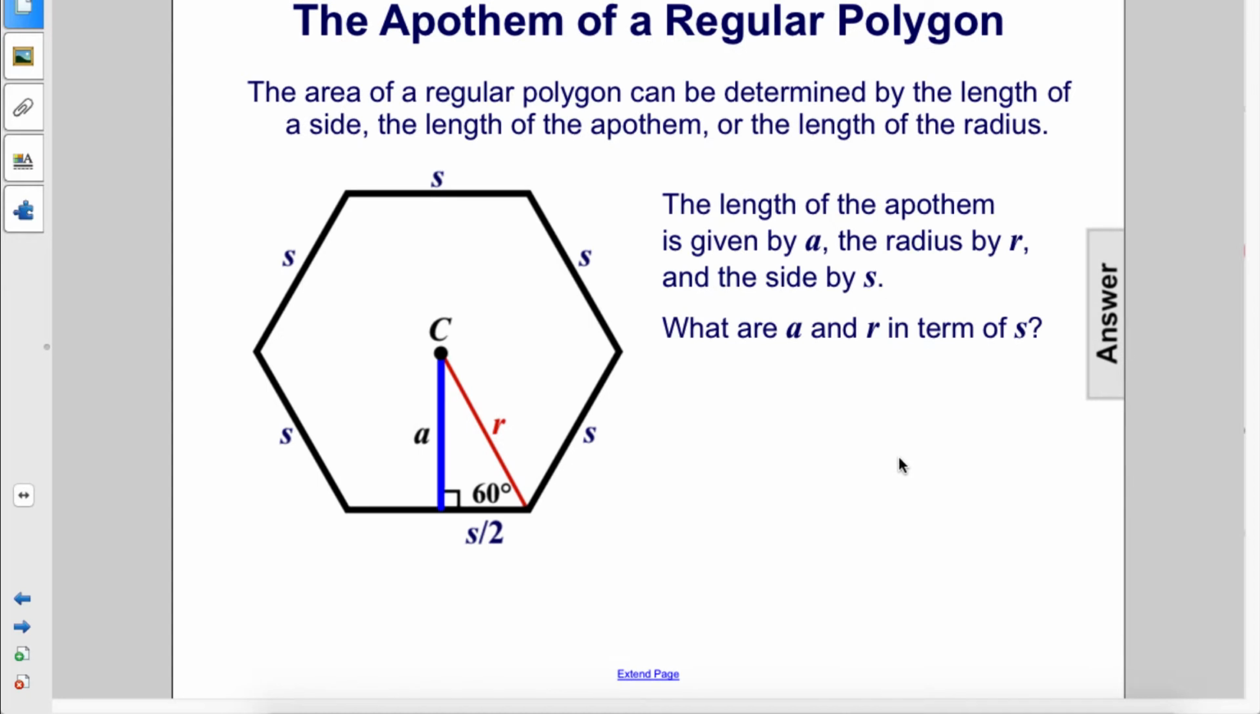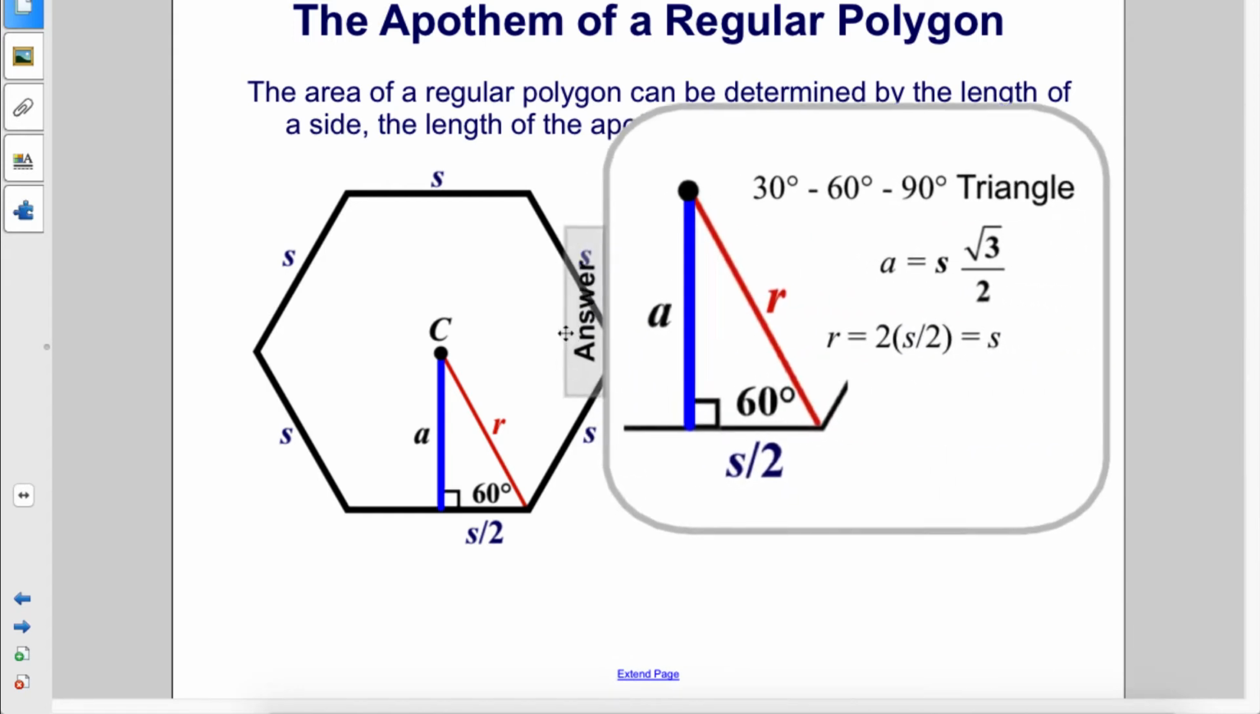The area of a regular polygon can be determined by the length of a side, the length of the apothem, or the length of the radius. The length of the apothem is given by a, the radius by r, and the side by s. What are a and r in terms of s?